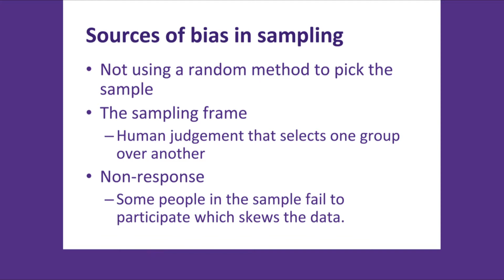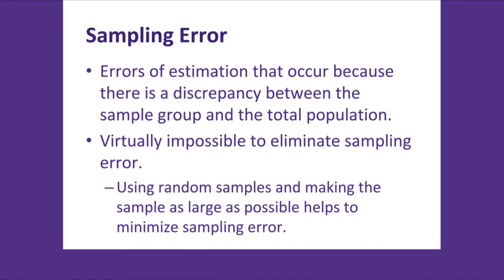There are a few sources of bias in sampling, and one of them is when you're not using a random method to pick the sample. Of course, it's going to be very likely that you are going to have a biased sample. But you also should look at the sampling frame, and sometimes that involves some human judgment, and there are errors in human judgment when you're trying to select one group over another. And non-response, of course, is something we're concerned about because it's people who fail to answer a question that skews the data. Sampling error are the errors of estimation that occur because there's a discrepancy between the sample group and the total population. It's virtually impossible to eliminate sampling error, and we can use random samples and other things to minimize that, and we can actually calculate sampling error as well. So using random samples and making a sample as large as possible, having a big N, as we've talked about in previous classes, will minimize sampling error.